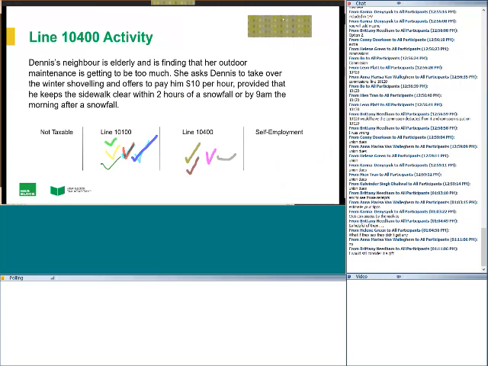Now, in real life, she's probably not going to issue him a T4, which she should be doing, and deduct CPP and all of that stuff. In real life, we would put this on line 10400 because for this kind of thing, we're going to do the best we can do. But the technical correct answer for the course is that this is employment income and should be included on line 10100. We're just going to work with the realities that we have.